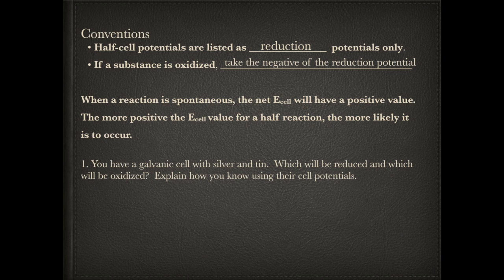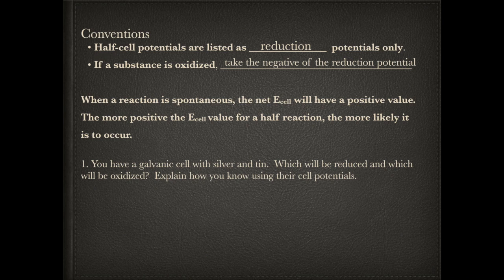So whichever element has a cell potential that is more positive for either reduction or oxidation, that is the one that's actually going to occur. All right, so we're going to do more math and we're going to work more with cell potentials in the next section.